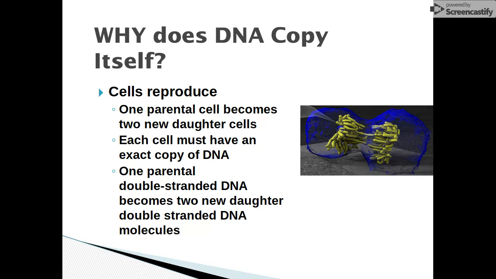So DNA replicates itself. Okay, it makes copies. So why does it do this? And the reason is because our cells replicate. We make new cells. Each one of those new cells has to have an exact copy of that DNA if it's going to function the way that it needs to. So we replicate that DNA before we replicate those cells so that each of them can have an exact copy of that DNA.